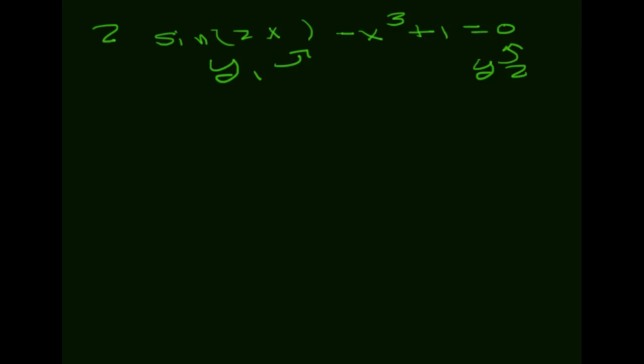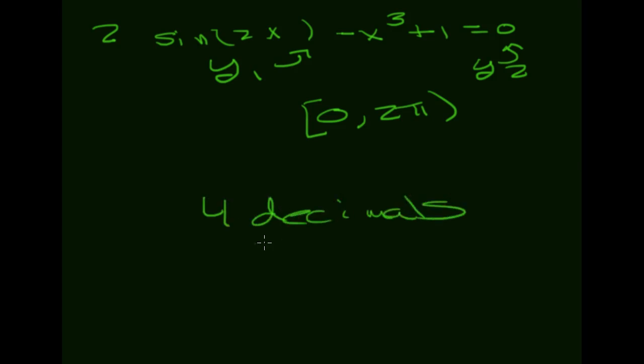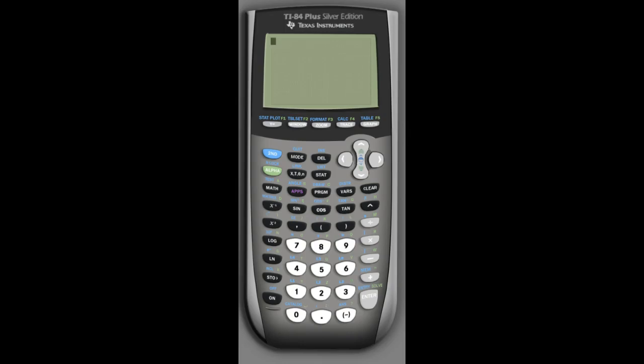Now, to keep things simple, again, we're just going to limit ourselves to the domain of 0 to 2 pi here. We're going to work in radians to find the solution, and we want a solution to 4 decimal places. All right, so let's take a look at how that works with the calculator.